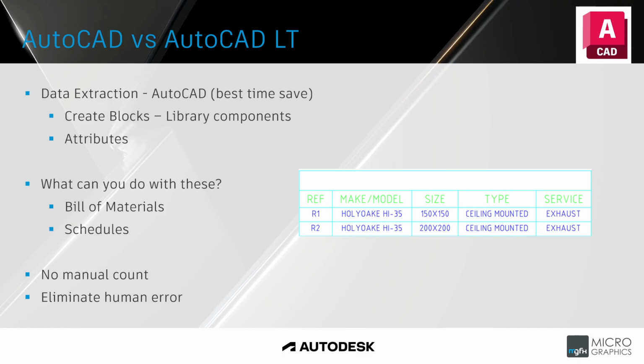Okay, so with the data extraction, it gives it a count. You can see it. If you delete any of the blocks, it allows you to update it. You add any blocks, it allows you to update it, and you've got your correct count again. So no manual counting, and you're also eliminating human error.